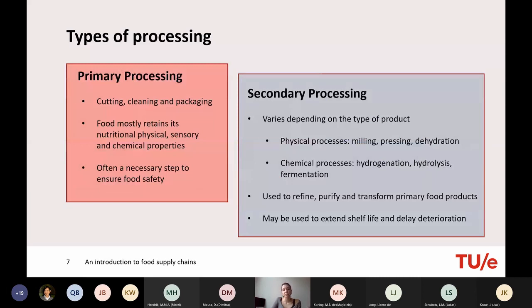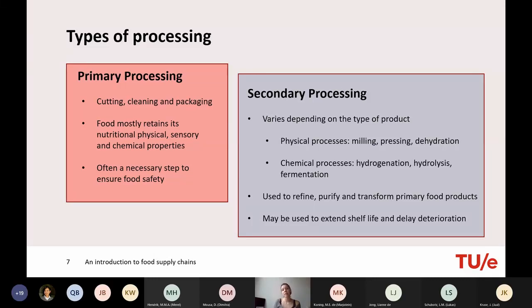With regards to the types of processing, we have primary processing, which is generally cutting, cleaning, and packaging of products, where food mostly retains its nutritional, physical, sensory, and chemical properties. And it's often necessary to ensure the food safety of these products.